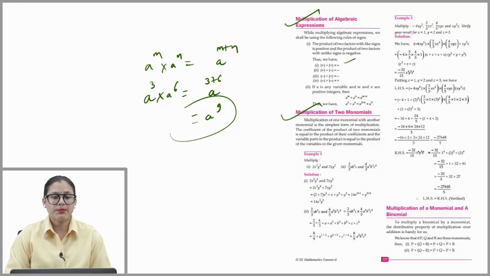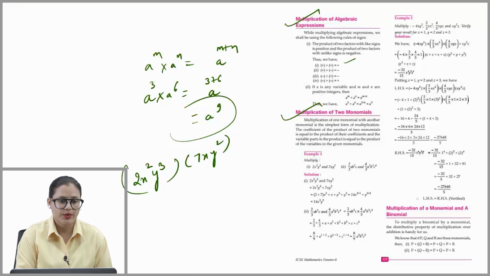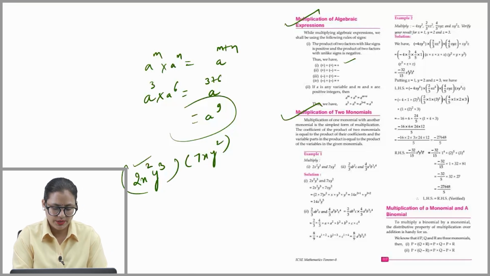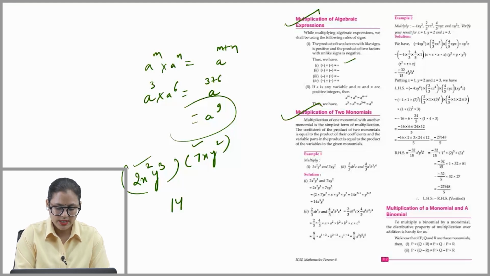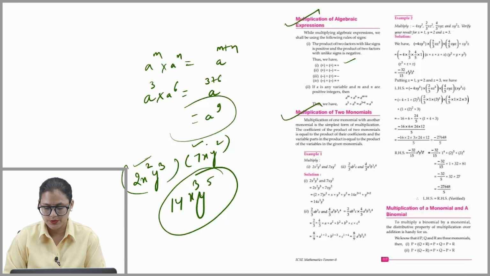For example, we have to multiply 2x square y cube and 7xy square. So what will you do? You will multiply 2 by 7. 2 into 7 is 14, x square, and there is a 1 power of x, so 2 plus 1 is 3, and y, 3 plus 2 is 5. So 14 x cube y raised to the power 5. This is the answer.